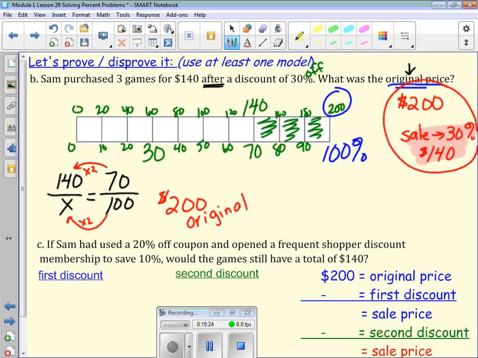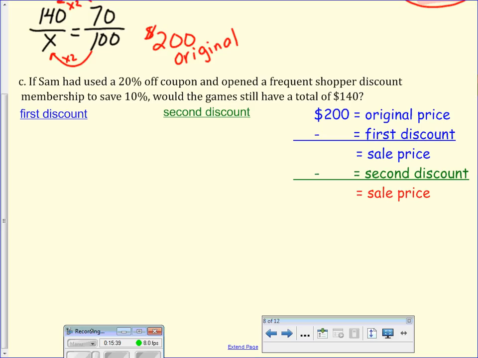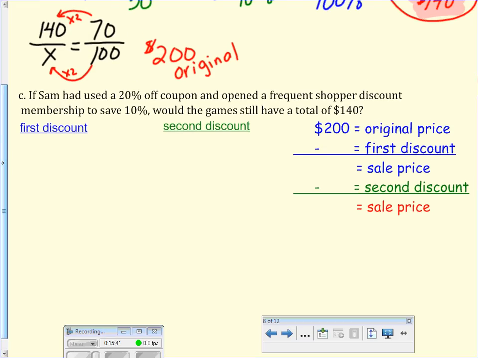The sale price at 30% off was $140. So that was method 1 when it was 30% off. 30% off is a nice deal. Let's see if it would have been better to use the 2 coupons.